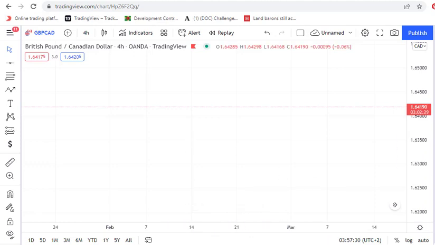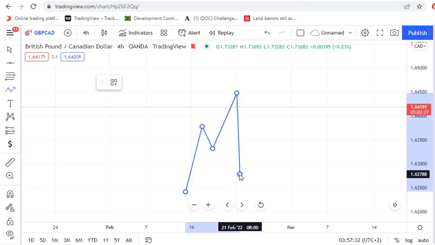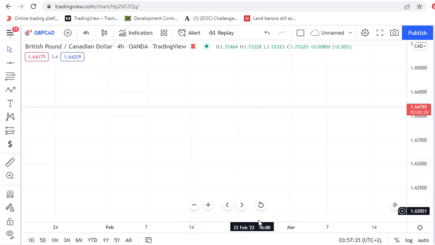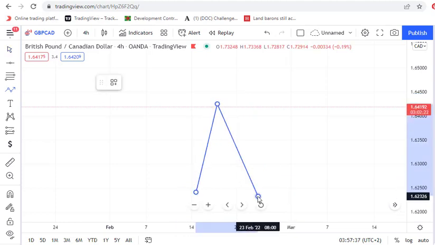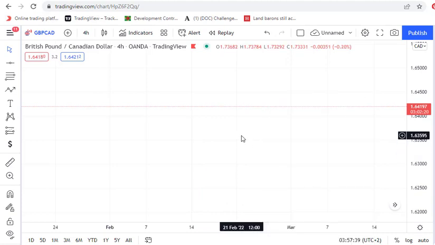Then we are going to talk about two ways to get entries. There's the confirmed entry, something that looks like this. Then there is the risky entry that looks like this. So let's just go right into it.